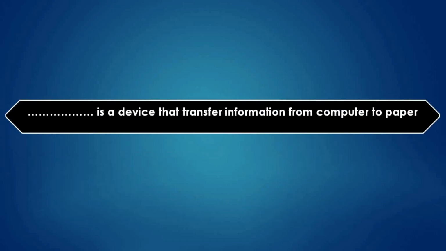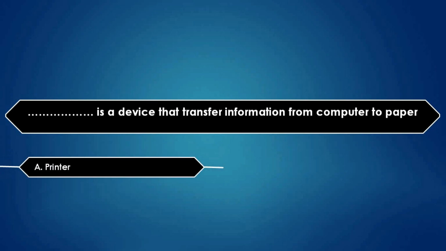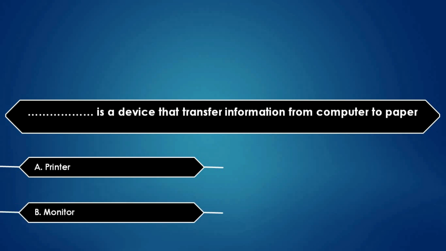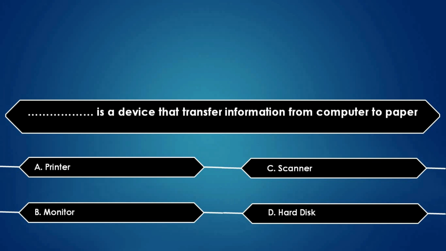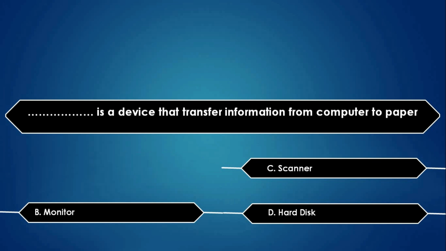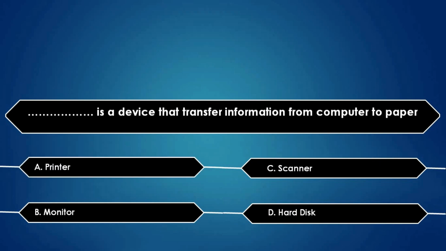Dash is a device that transfers information from computer to paper. A. Printer, B. Monitor, C. Scanner, D. Hard disk. The right answer is printer. So printer is a device that transfers information from computer to paper.